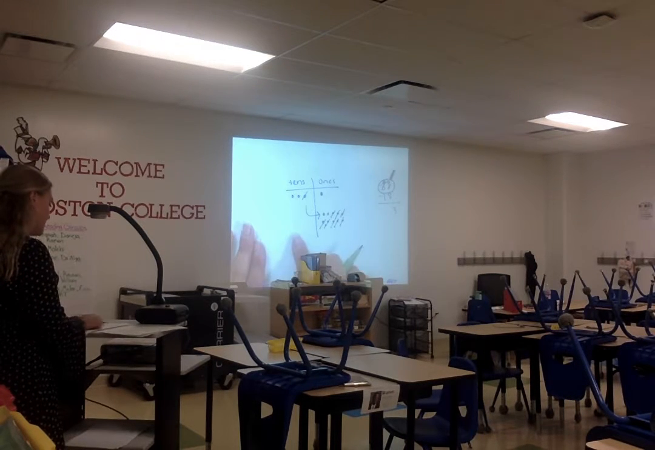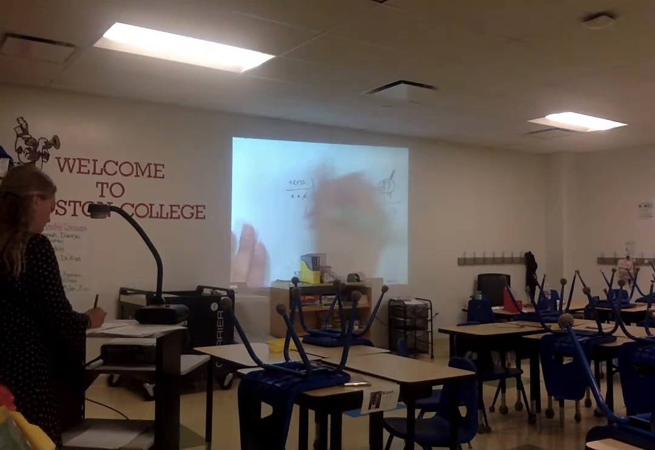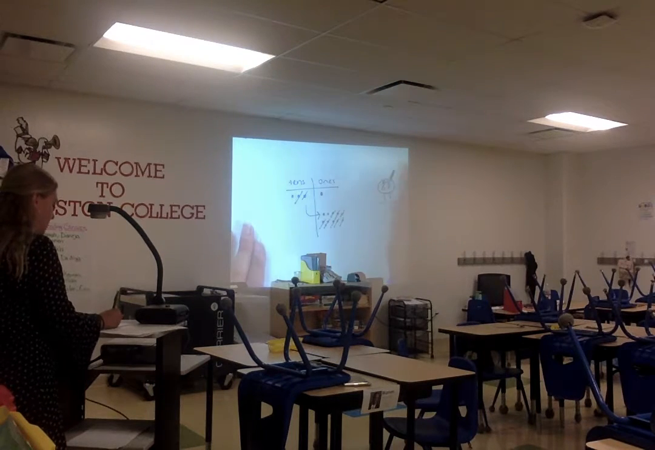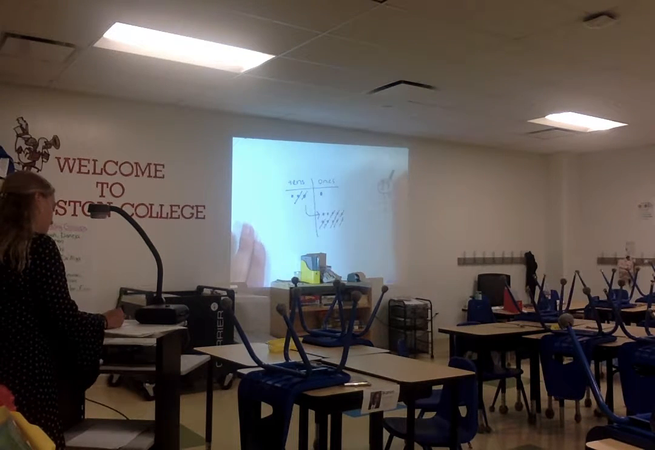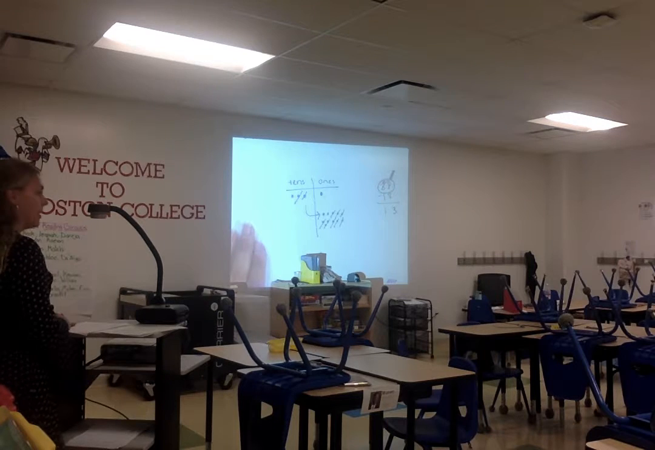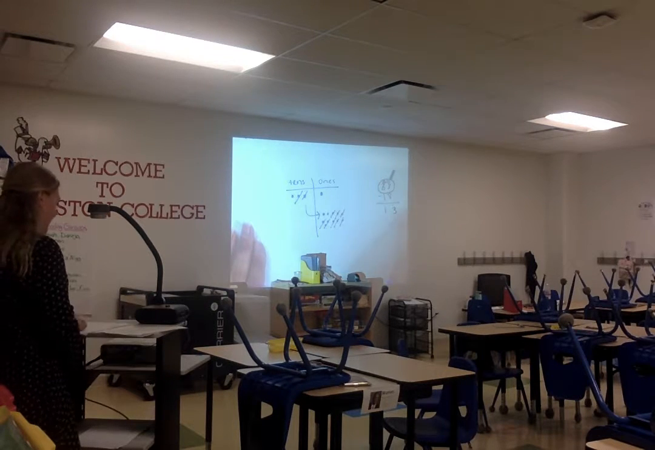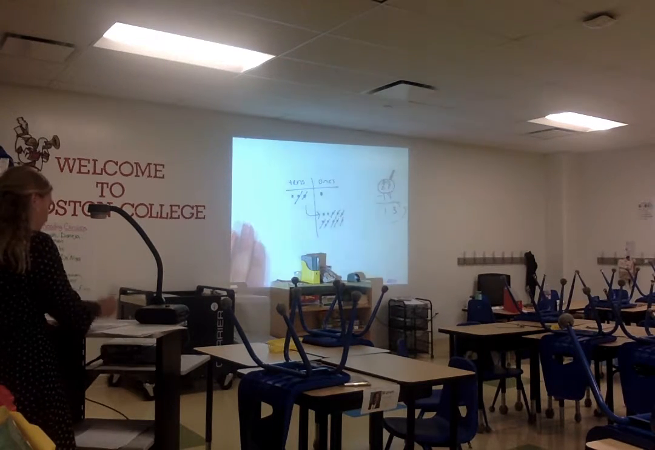Now I go to my tens. I have 2. I'm taking away 1. Show that process so that students are understanding the decomposition a little bit better with the place value chart. And I find my final answer of 13.